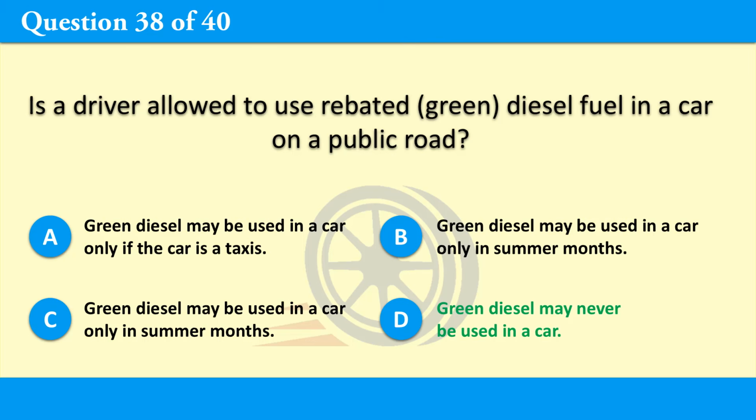Correct answer, D. Green diesel may never be used in a car. Explanation: if, in its normal use, a vehicle is used on a public road, it must use unmarked, white, diesel, as the appropriate excise duties are included in the purchase price. Drivers can be prosecuted for using green diesel in a vehicle on a public road.